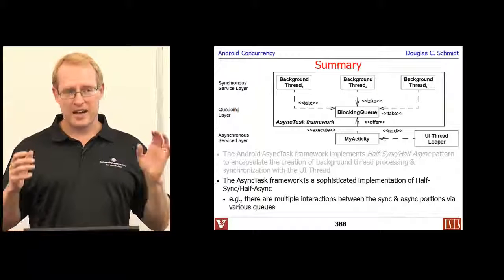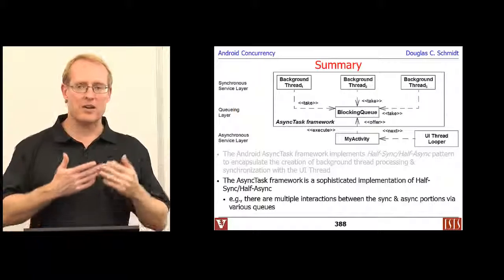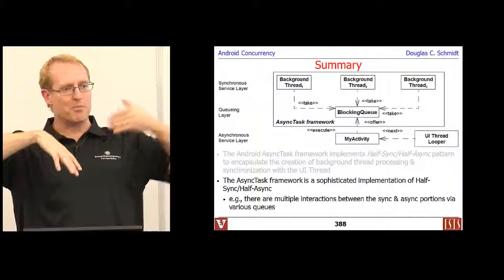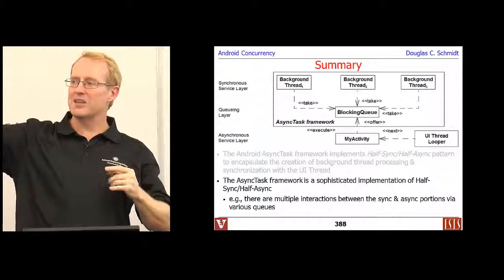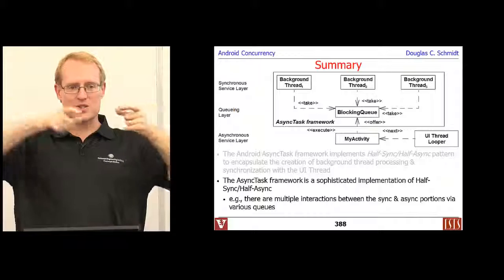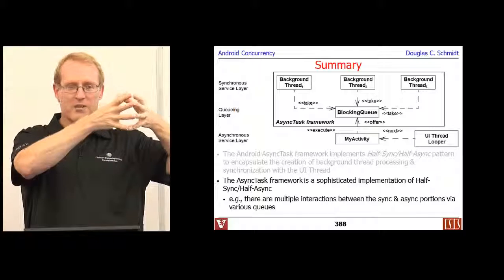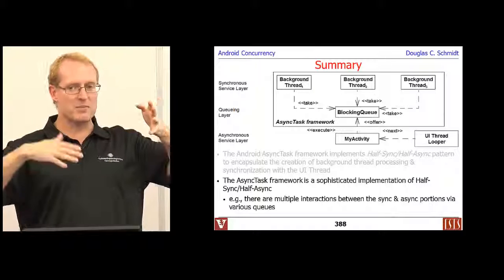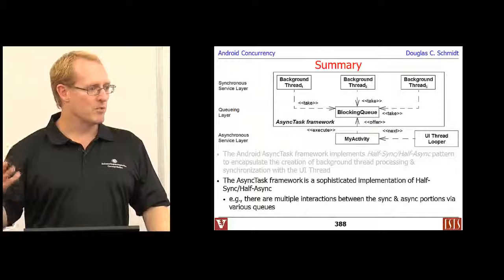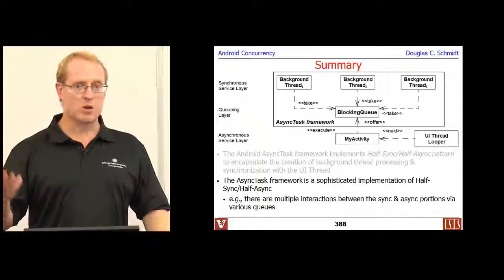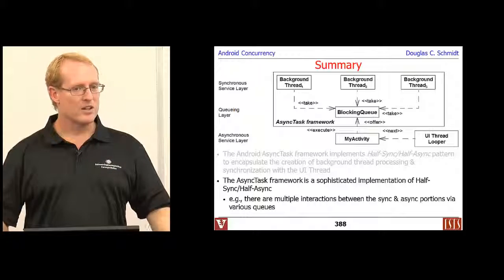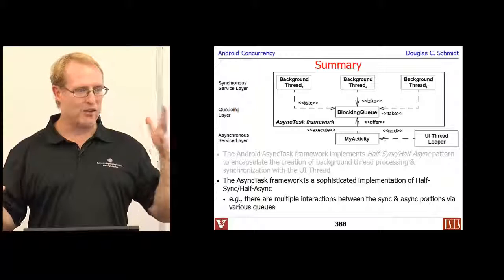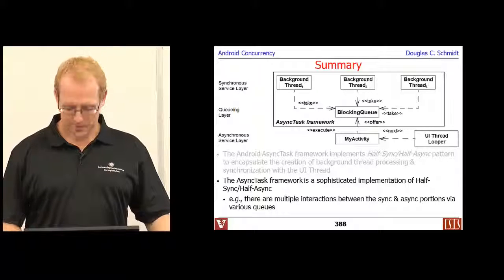The AsyncTask framework is a very sophisticated implementation of the half-sync, half-async pattern. And it's sophisticated because unlike many instances of this pattern where data just flows from the bottom to the top, we have data flowing from the bottom to the top or from one side to the other, it depends how you look at it. And then there's also stuff coming back the other way. So we're not just having one-way communication. We're talking from the activity to the background thread, and then from the background thread to the foreground thread, and sometimes, as is the case with the post-progress stuff, that happens multiple times. You keep calling back and forth for the duration of the call. So there's multiple points of interaction between background and foreground threads, or UI threads.